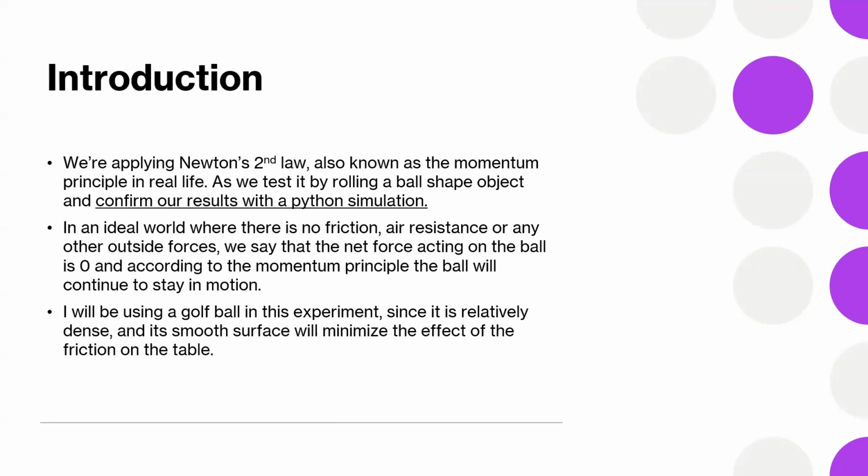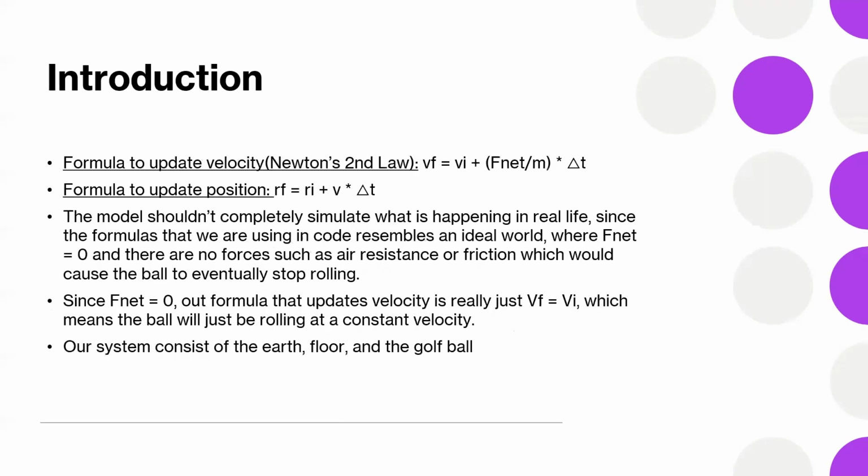In an ideal world where there is no friction, air resistance, or any other outside forces, we say that the net force acting on the ball is zero. And according to the momentum principle, the ball will continue to stay in motion for pretty much an infinite amount of time. However, we know that's not the case, since in real life there is air resistance and friction, which cause the ball to eventually stop. I'll be using a golf ball in this experiment since it is relatively dense and its smooth surface will minimize the effect of friction when it rolls on the table.